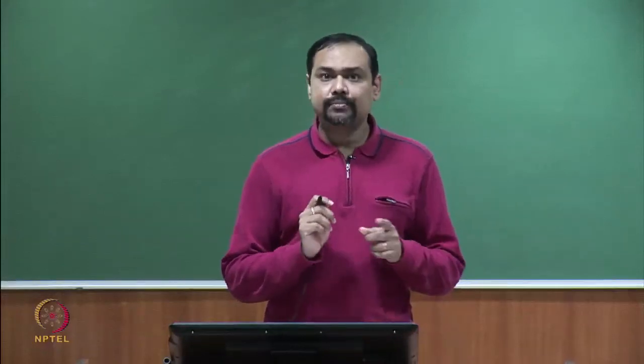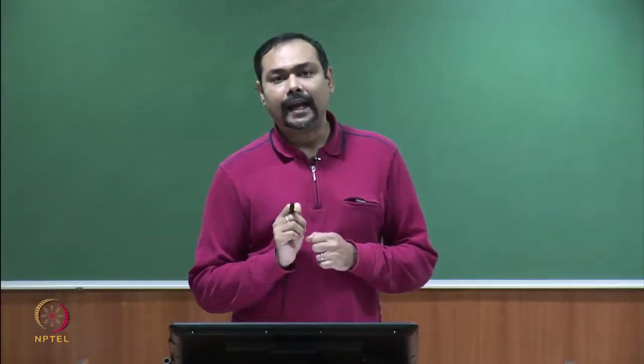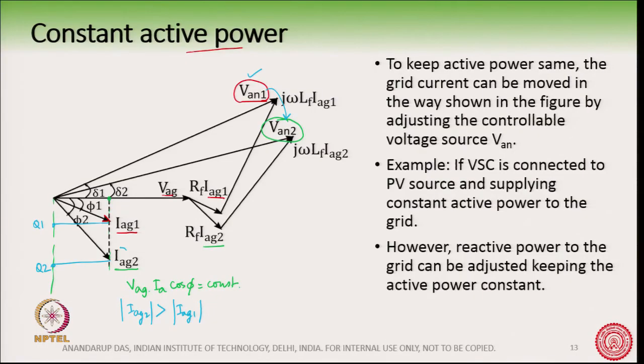So, this is possible by adjusting the controllable voltage source, because the voltage source converter is a controllable voltage source. So, I can place it as per my wish, I can lag it, I can lead it, I can increase the magnitude to the extent which is possible by the converter. So, this is what is meant here.